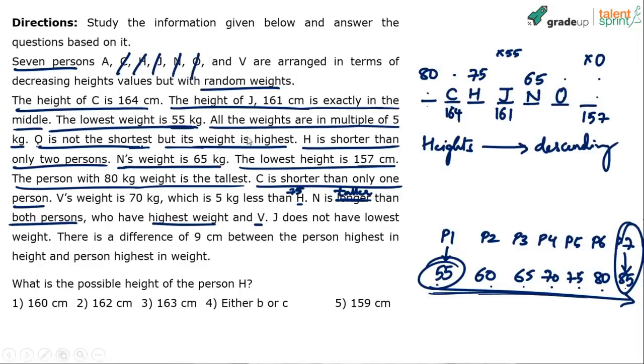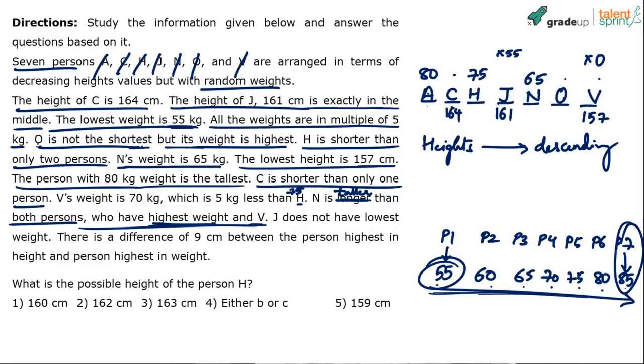Now, A and V. In one of the earlier points, we discussed that N is taller than the one with the highest weight and V. N should be taller than V, and since we are putting the heights in descending order, V has to come here. There is no other choice. So V comes there, and then A comes here in the first position. So done. We have arranged the persons in descending order of their heights: A, C, H, J, N, O, V.